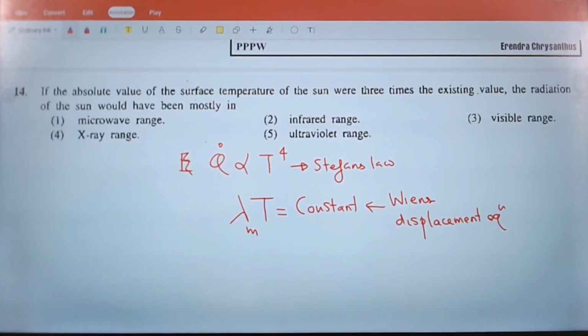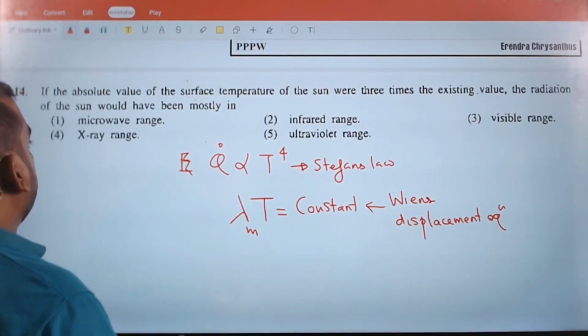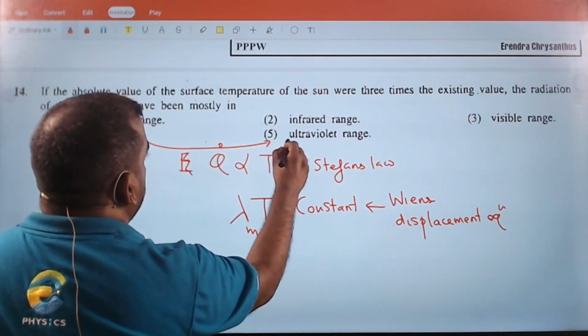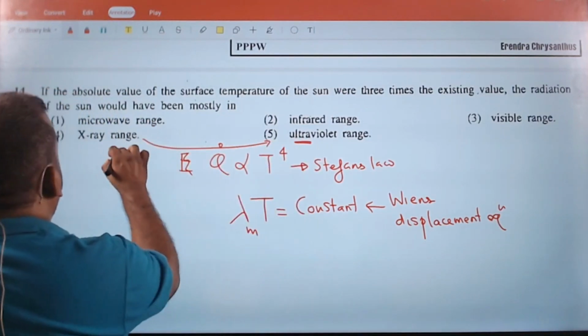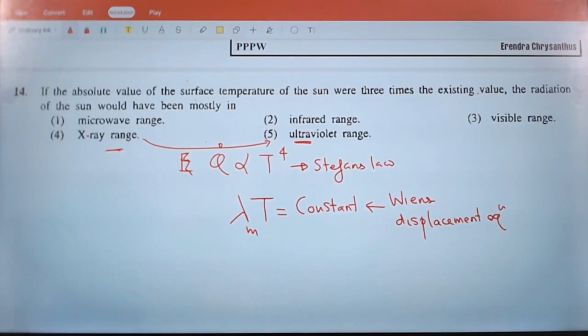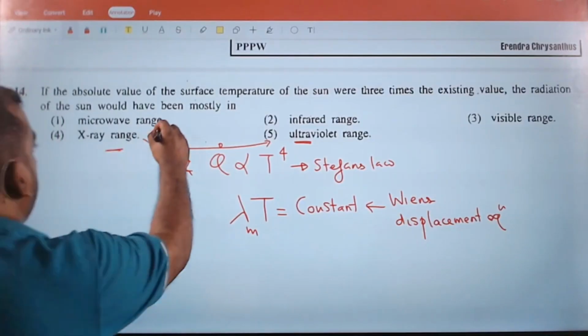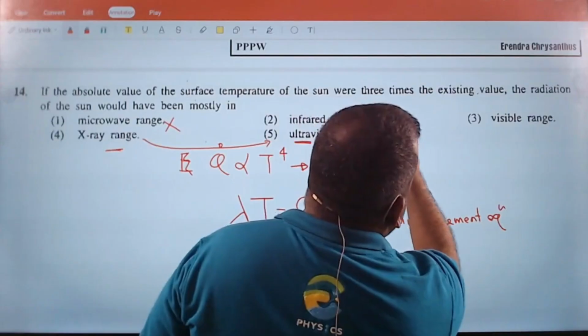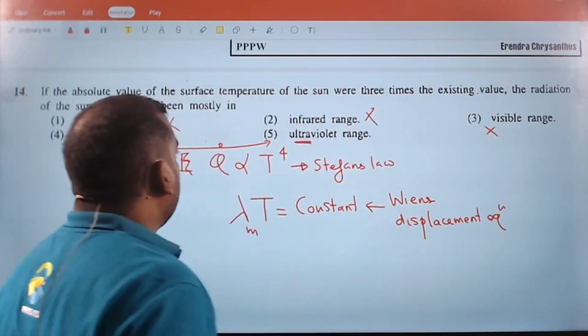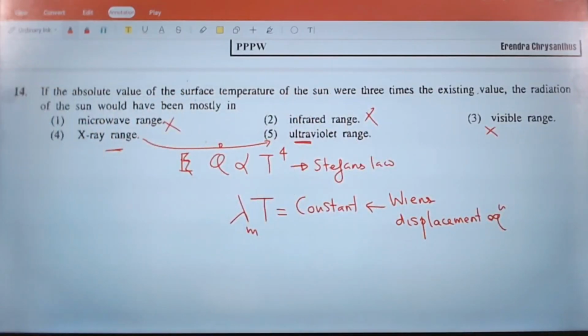So, the larger the temperature, it will go to these two ranges, either ultraviolet or X-ray. It can't be these, they are anyway very small.